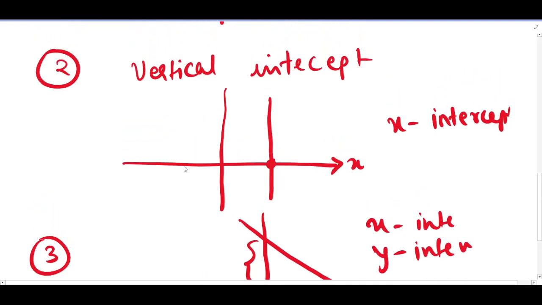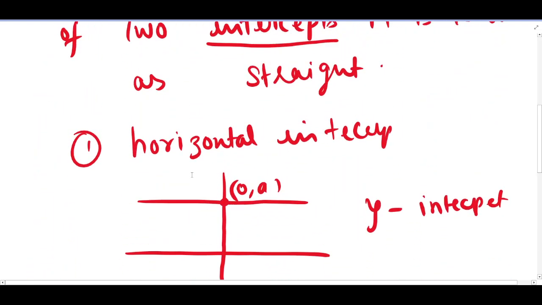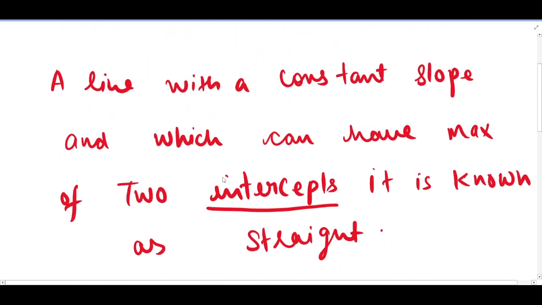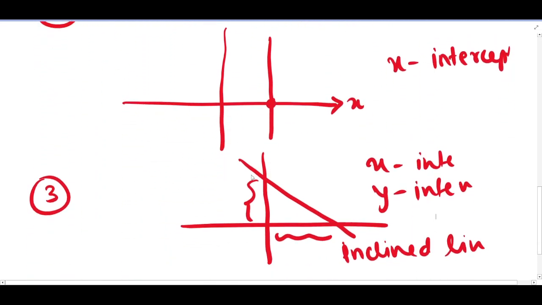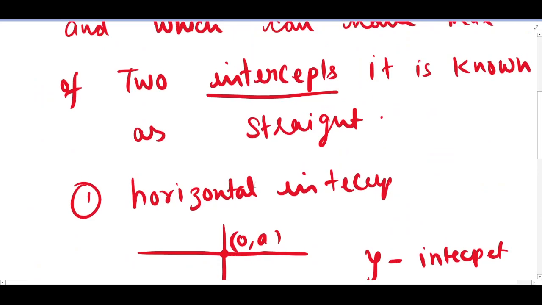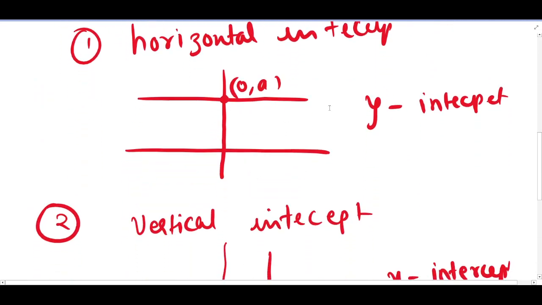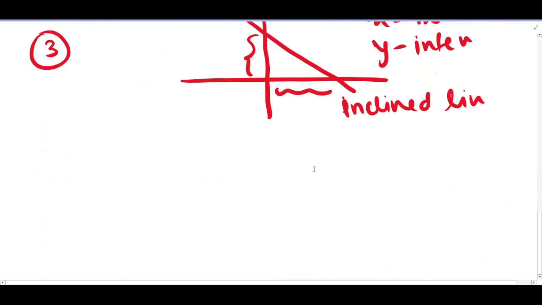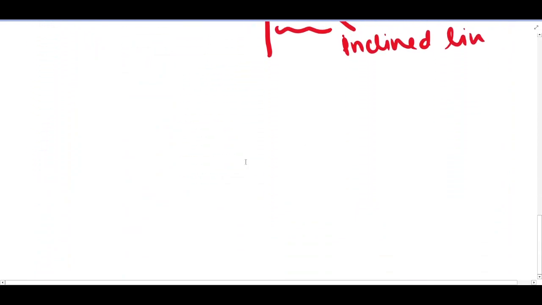So there are three types of lines with which we can get three types of intercepts, and a maximum of two intercepts we can get from a straight line. That is horizontal intercept, vertical intercept, or a straight line with two intercepts. So this was about a straight line.